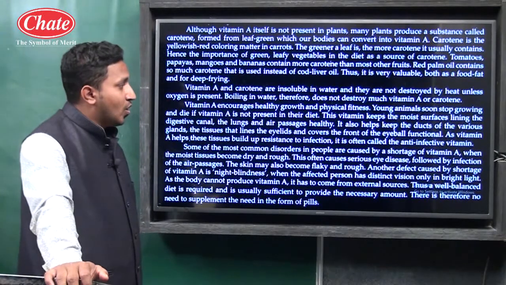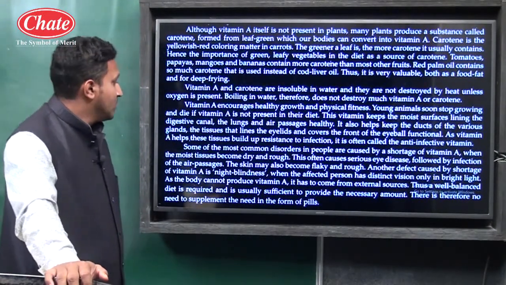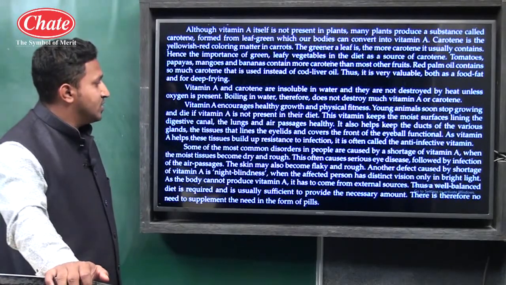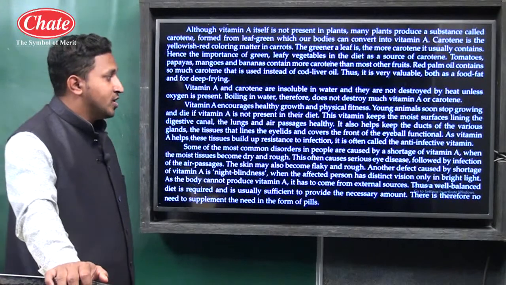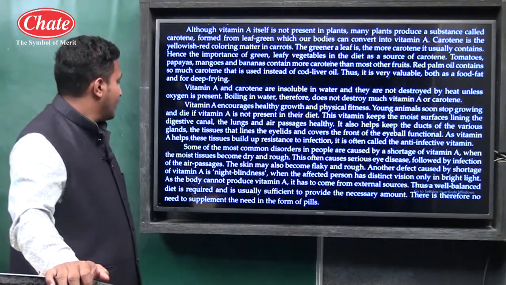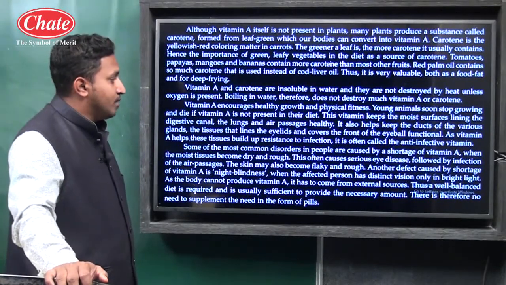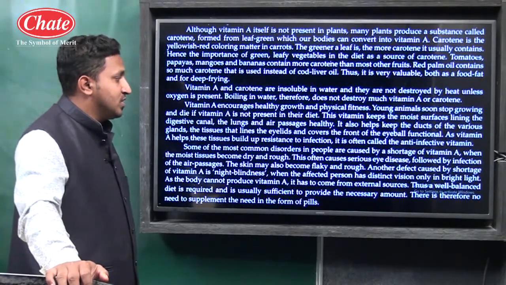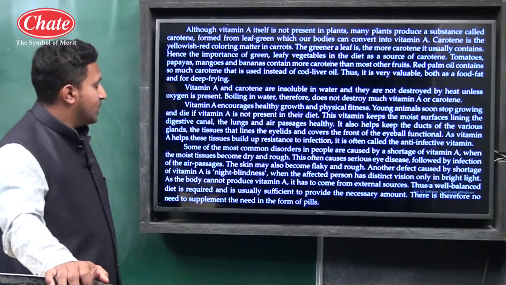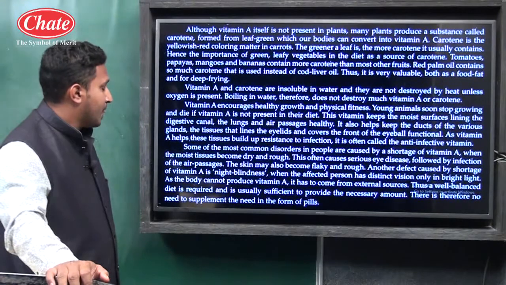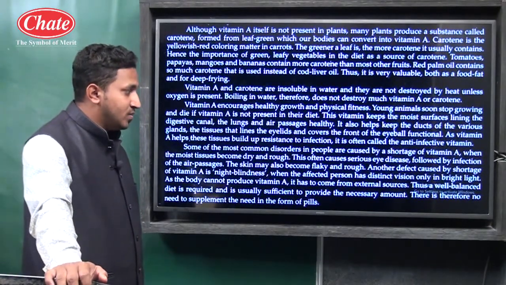It is often called the anti-infective vitamin. Some of the most common disorders in people are caused by a shortage of vitamin A. When the moist tissue becomes dry and rough, this often causes serious eye diseases followed by infection of the air passage. The skin may also become flaky and rough.